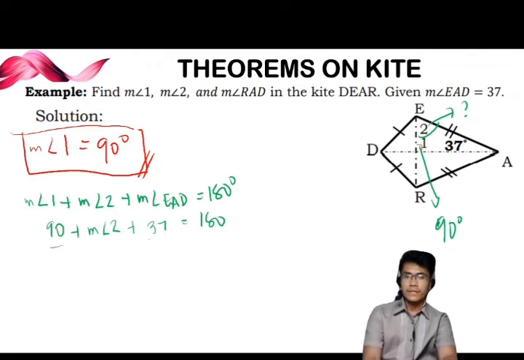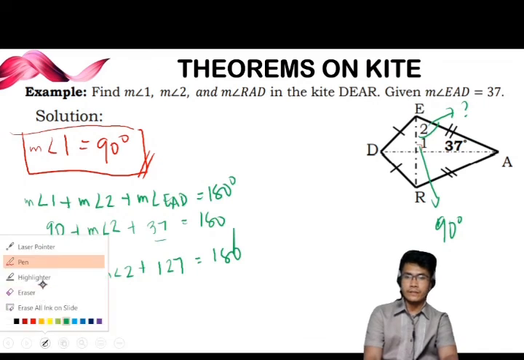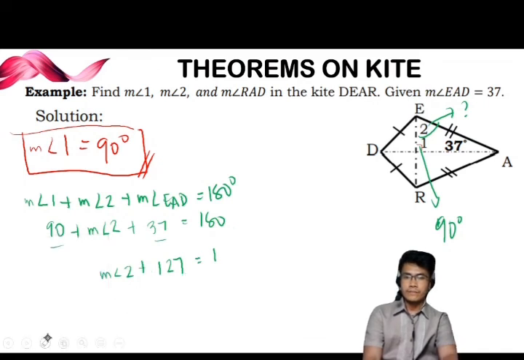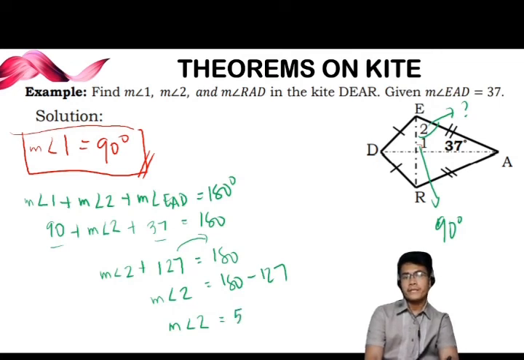Now, combining like terms, 90 plus 37, measure of angle 2 plus 127 equals to 180. Alright, that's 180. Okay, so 127 equals to 180. Now, move natin yung 127 to the right. It will become negative. So, 180 minus 127. Measure of angle 2 will be equal to 53 degrees. Alright, so that will be the final answer. Measure of angle 2.